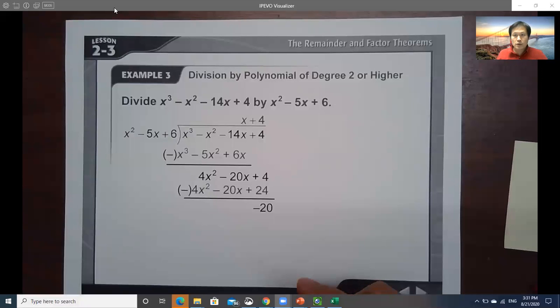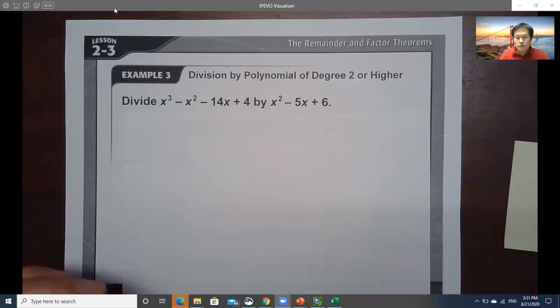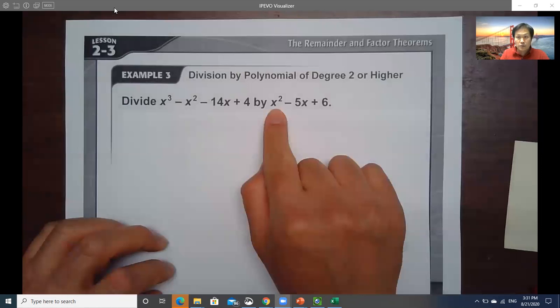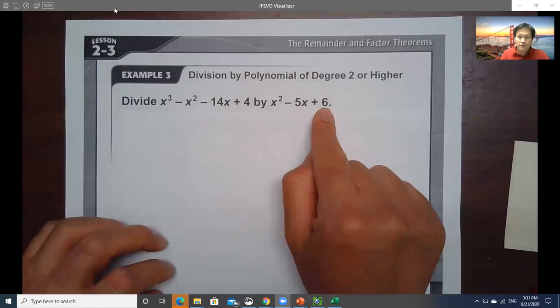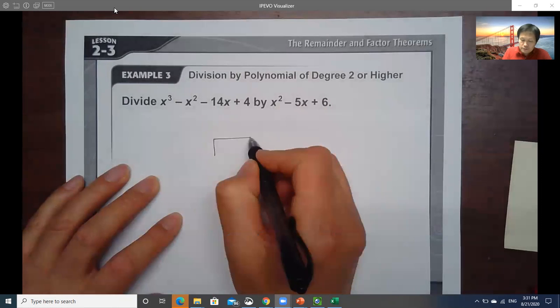Okay, 2.3 part 2. I showed you a couple long divisions prior. This one is a long division. Only difference is we have a trinomial, 1, 2, 3 terms, for the divisor. Let me show you exactly the same work.